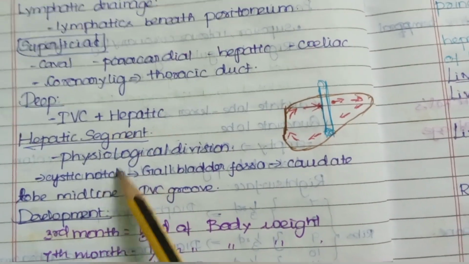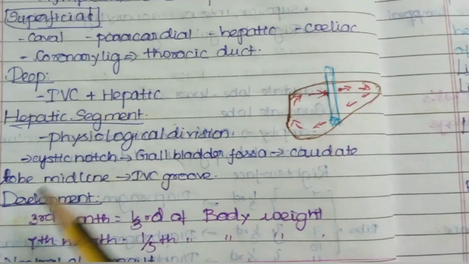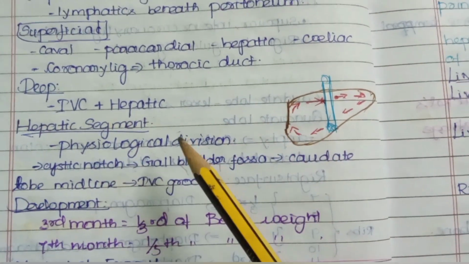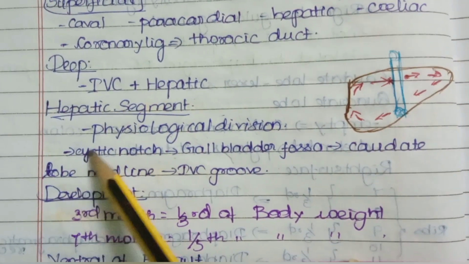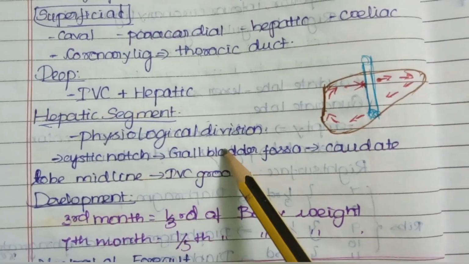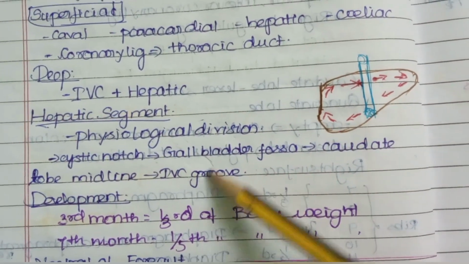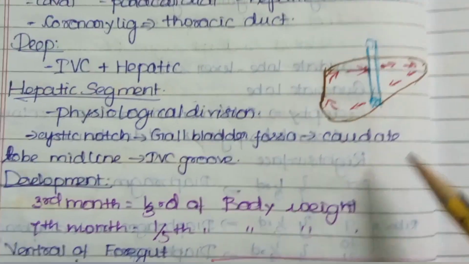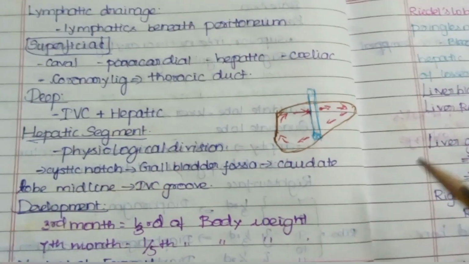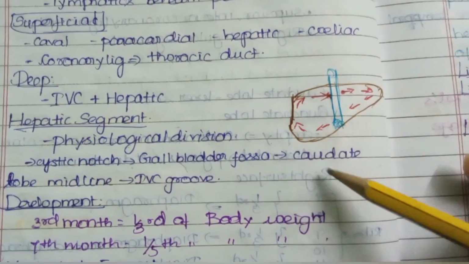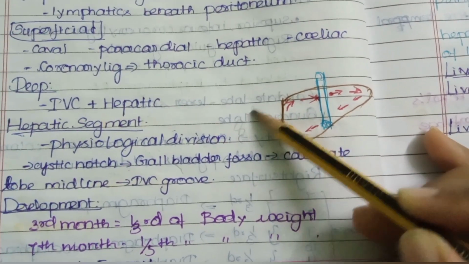Hepatic segments: like the anatomical division, we also have a physiological division. The line which separates the lobes as the physiological division will pass via the cystic notch, then the gallbladder fossa, then the caudate lobe midline, and on the posterior surface, the IVC groove. See here how we are dividing: 1, 2, 3, 4, 5, totally 8 segments are there.